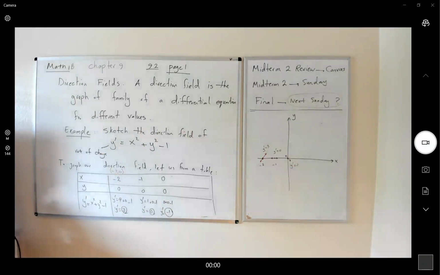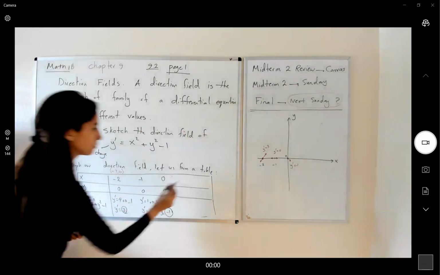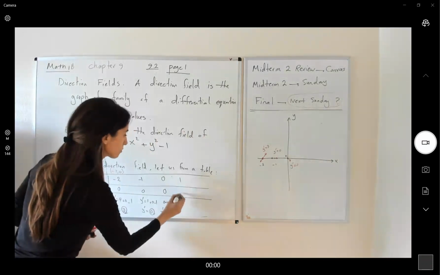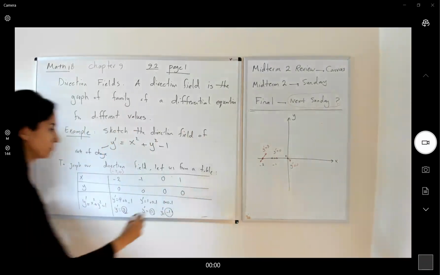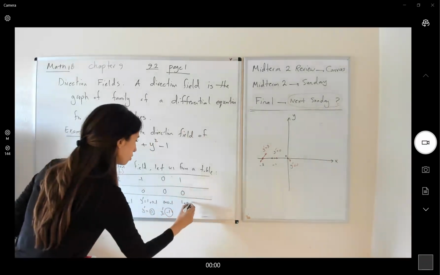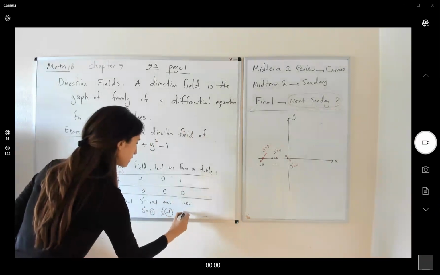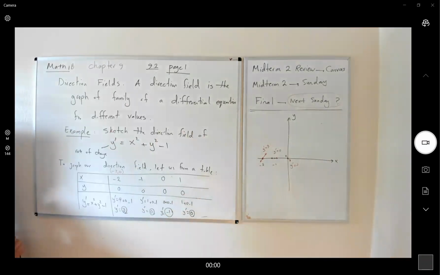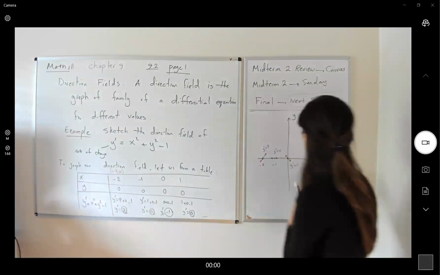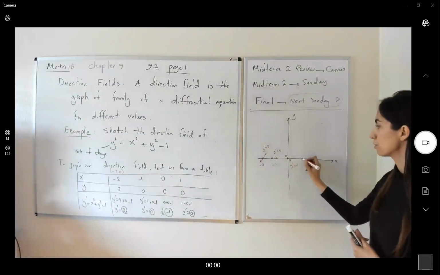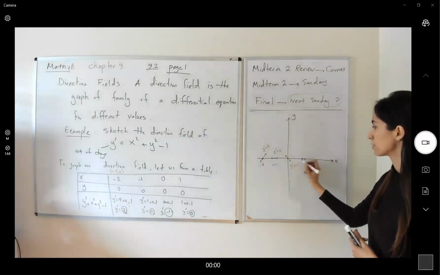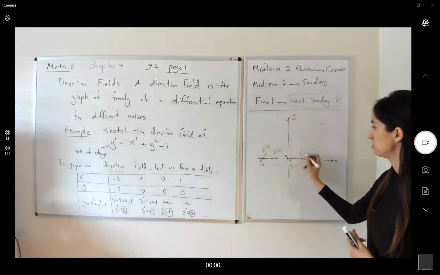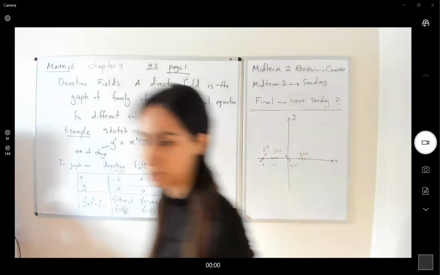Very well, let's plug in another point. 1 and 0. Continue this process. 1 plus 0 minus 1. It's again 0. At 1 and 0, you have 0 slope. Y prime is equal to 0.